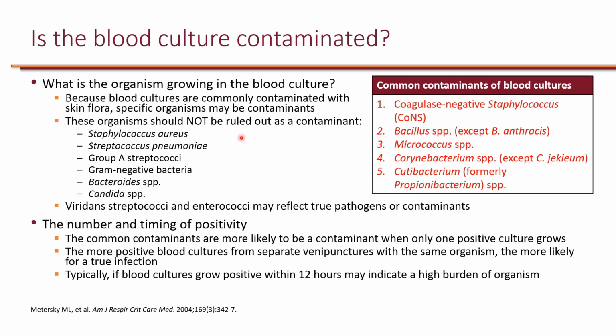Now, these organisms should never be ruled out as a contaminant. So Staphylococcus aureus, Streptococcus pneumoniae, group A strep, gram-negative bacteria, Bacteroides, and Candida. So even if one of several cultures is growing Staphylococcus aureus, for example, it should be treated as an infection because these organisms, they kill patients, so therefore they should not be taken lightly.